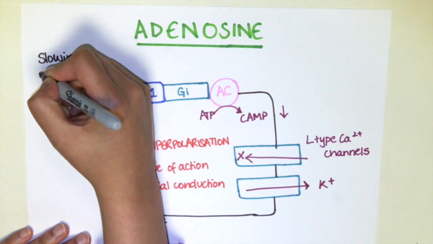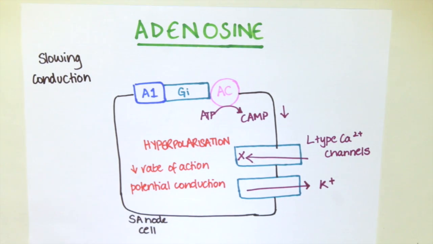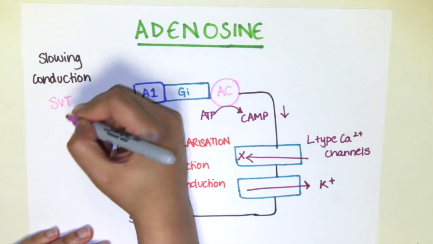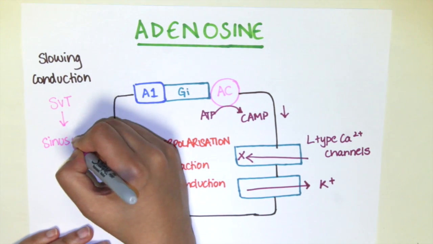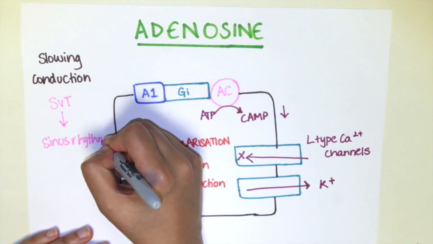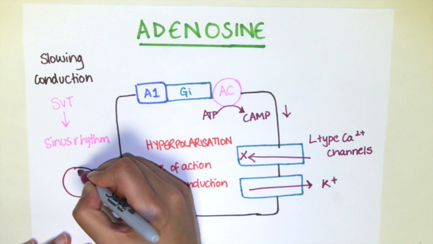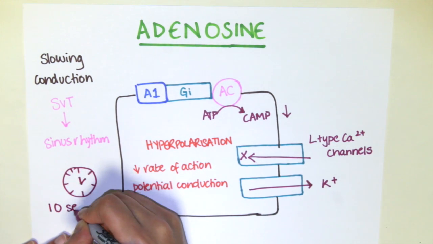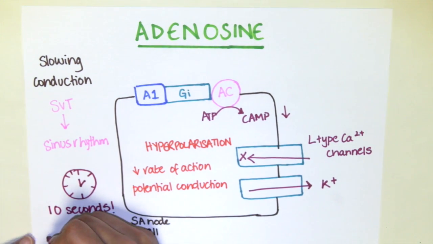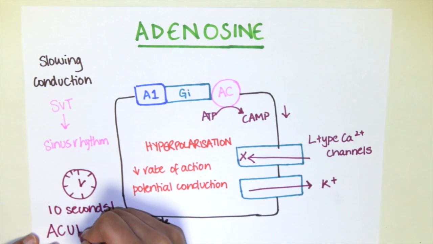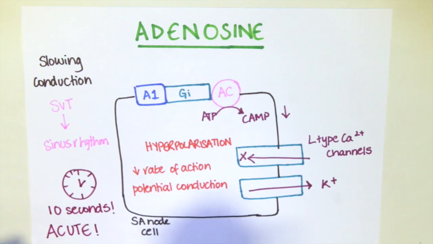By slowing down the conduction of irregular rhythms and electrical impulses generated in a supraventricular tachycardia, adenosine can bring patients from an SVT into sinus rhythm. The only other thing to consider is that adenosine has a very short half-life of only 10 seconds, and therefore it is not a treatment for chronic arrhythmias, only acute SVTs.